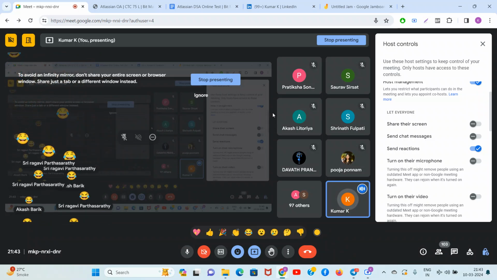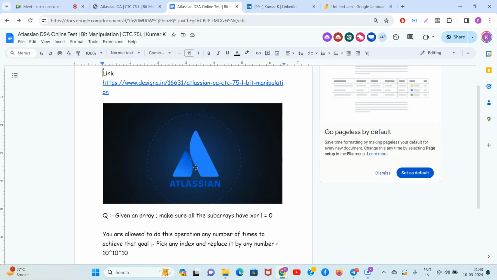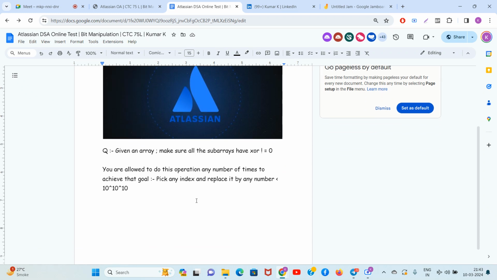So they are saying that we are giving you an array. You are allowed to replace any number by any other number. Do that operation. Finally, we want that the zor of all the subarrays should not be equal to 0. That's all that we want. Do this in minimum number of operations.